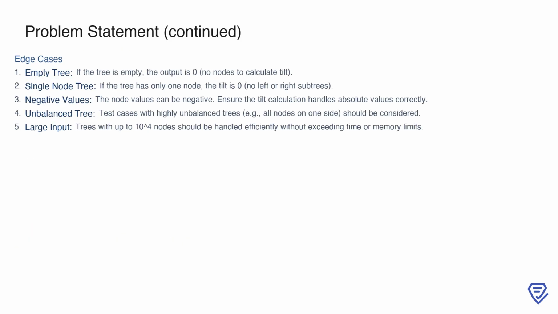Now, let's consider some important edge cases. First, if the tree is empty, there are no nodes to calculate a tilt, so the output is 0. For a tree with only one node, the tilt is also 0 because there are no left or right subtrees. Node values can include negative numbers, so we must ensure that the tilt calculation always takes the absolute value of the difference. For unbalanced trees, where most or all nodes are on one side, the tilt calculation should still work correctly. Finally, for large inputs with up to 10,000 nodes, our solution needs to be efficient in terms of both time and memory usage to handle these cases without running into performance issues.